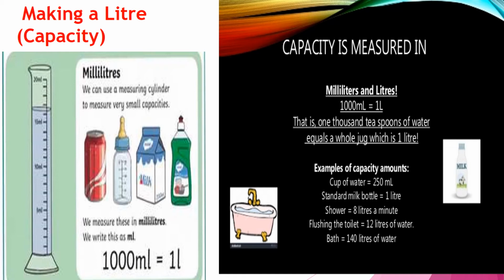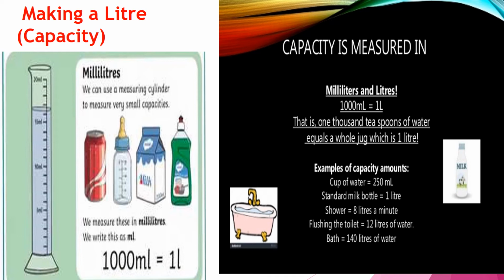So between these two, which one do you think is bigger? 1000 milliliters make 1 liter. So between these two, milliliters is the small amount of measurement and liters is bigger. So liters is bigger than milliliters. This is 1000 teaspoons of water equals a whole jug, which is 1 liter.